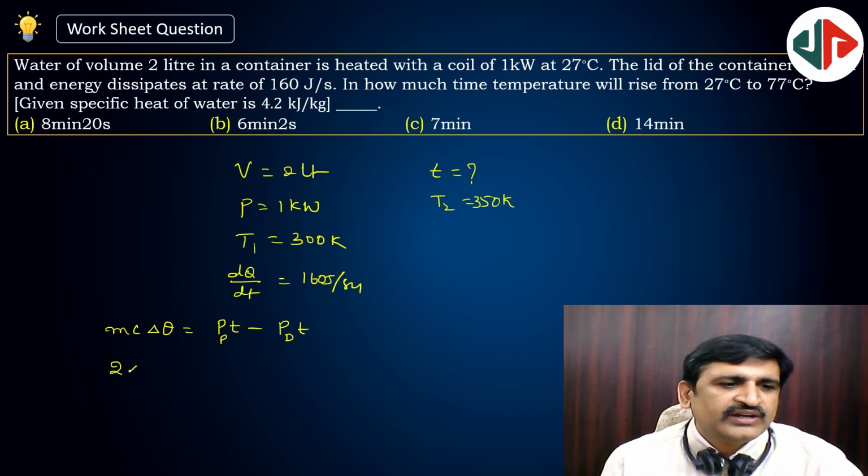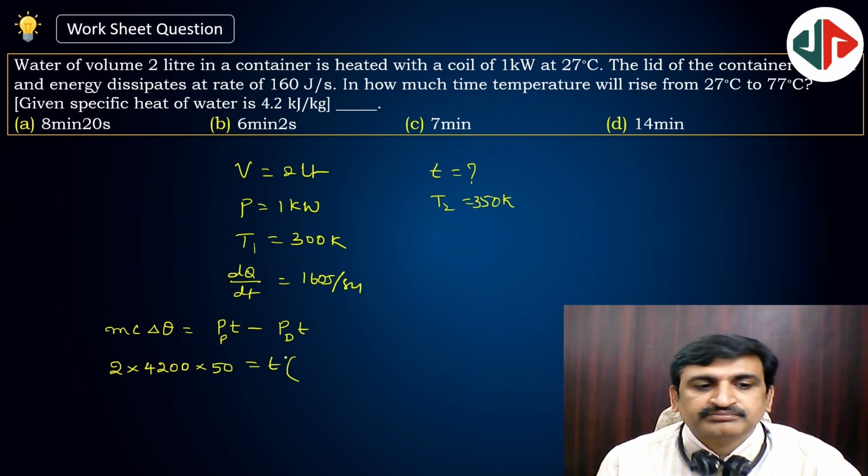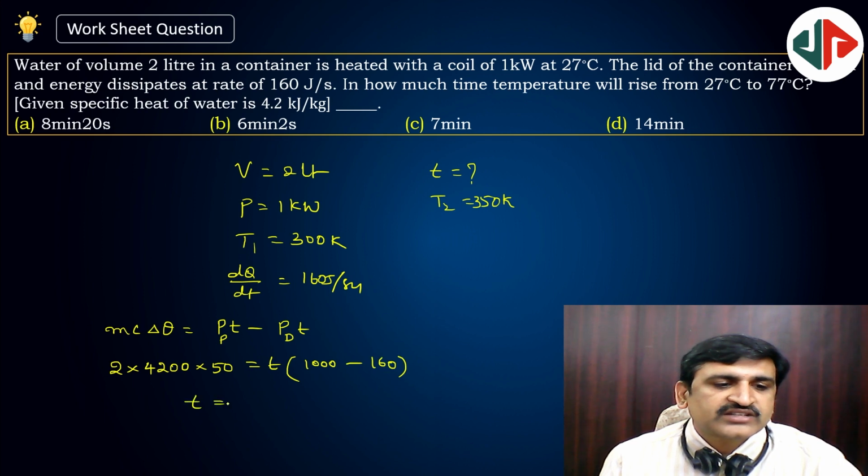So 2 into specific heat, 4,200, into temperature difference 50, is equal to time, which can be taken common, into power produced 1000 minus power dissipated 160. So time t is roughly 8 minutes. That is option A.